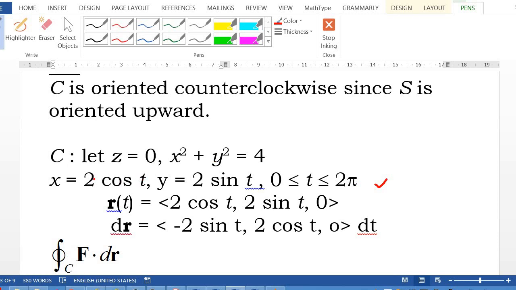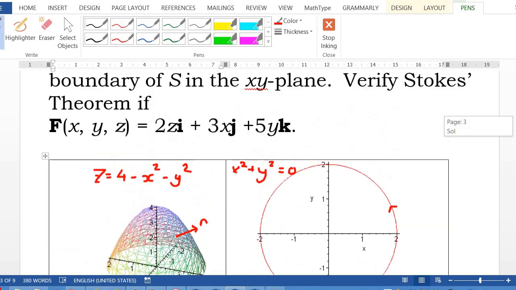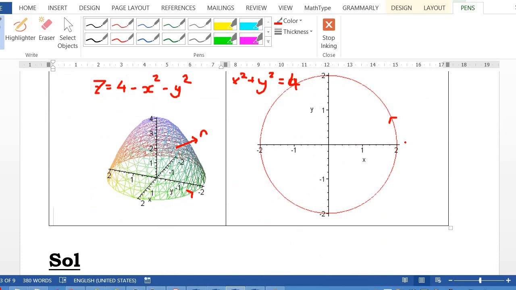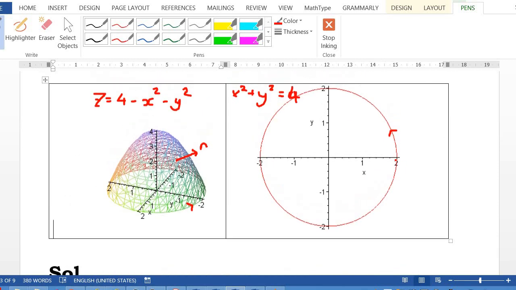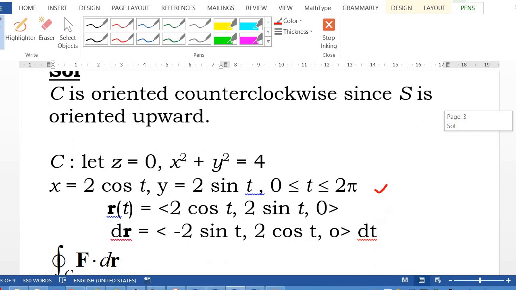Remember in polar coordinates, when t is 0, x is 2 cos 0, which is 2. When t is pi over 2, 2 cos pi over 2 gives 0. This means x moves from 2 to 0, because x is 2 cos t and y is 2 sin t, which is oriented counterclockwise.